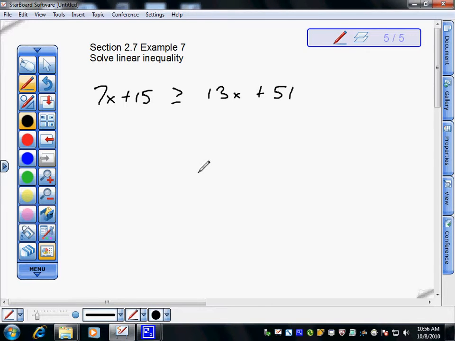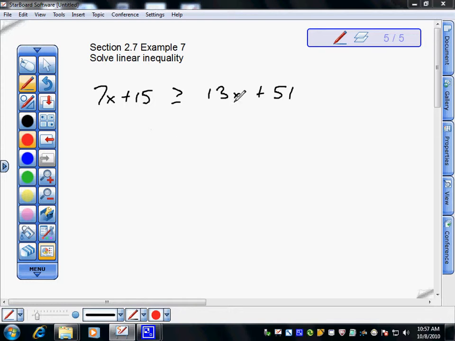Our examples are getting a little bit more complicated, but our rules are still the same. It's no different. You guys did it with equalities. Now we're just doing it with inequalities. All the same. All I have to do is pay attention to whether I'm dividing by negative values. Always put my x on the left.